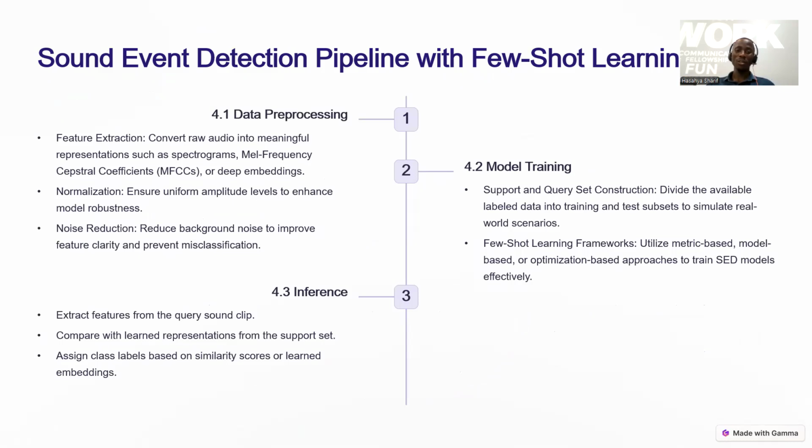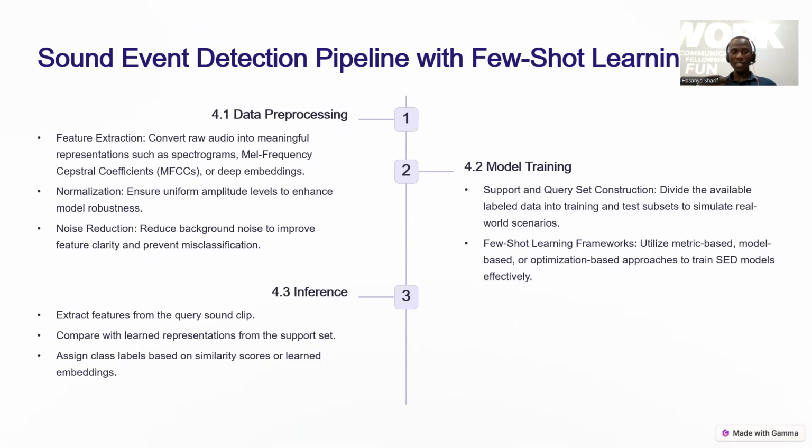The first stage is data pre-processing. Data pre-processing involves preparing this audio signal before it is taken to the training model. So we convert this audio into meaningful representations, such as spectrograms, mel frequency, or deep learning embeddings.